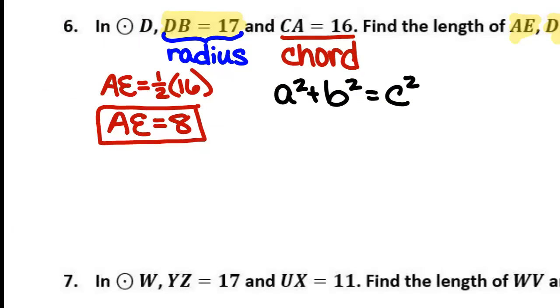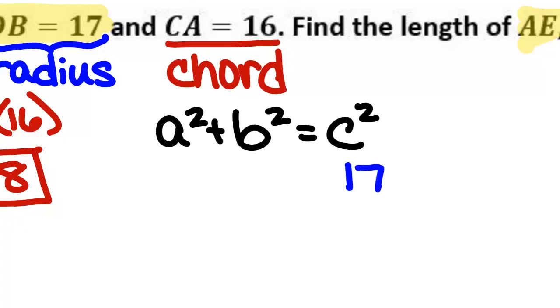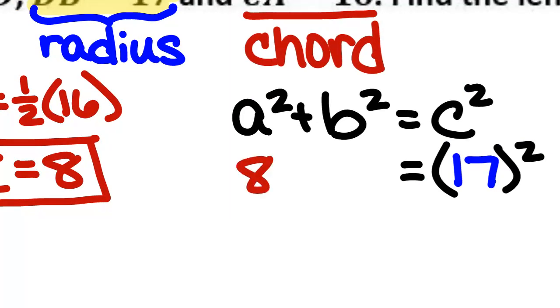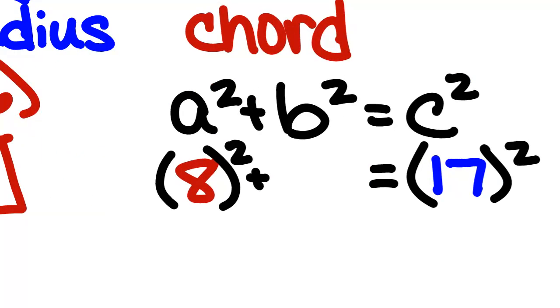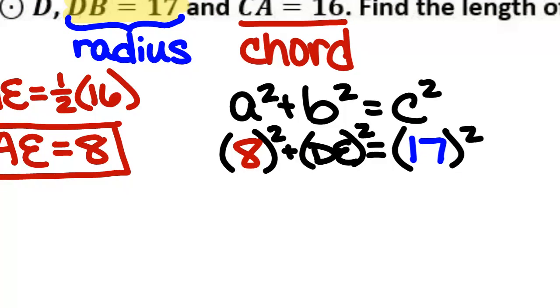What would have to go in for C? 17, because it is the hypotenuse, yes. In for either A or B, we're going to put the 8. Again, it doesn't matter whether you put it in for A or B. So 8 squared plus DE squared equals 17 squared. I know 8 squared is 64.